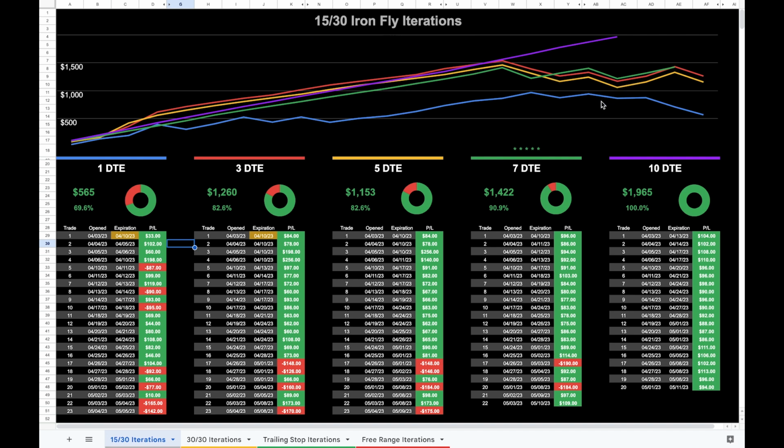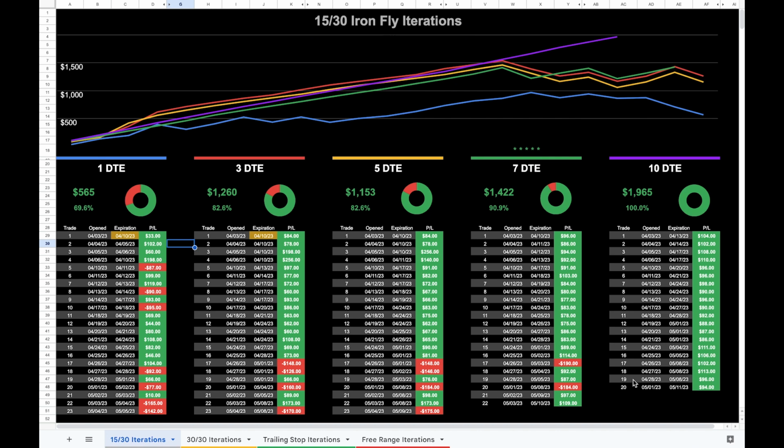Now, where you really see a stark difference is the 10 DTE versus the 3 DTE. So just adding more time to your trade, it just seems to work out a lot better. And in fact, this is only 20 trades that I had going on with a 10 DTE. And so what I wanted to do with an apples to apples comparison is just make sure that all of the trades had a similar amount of time.